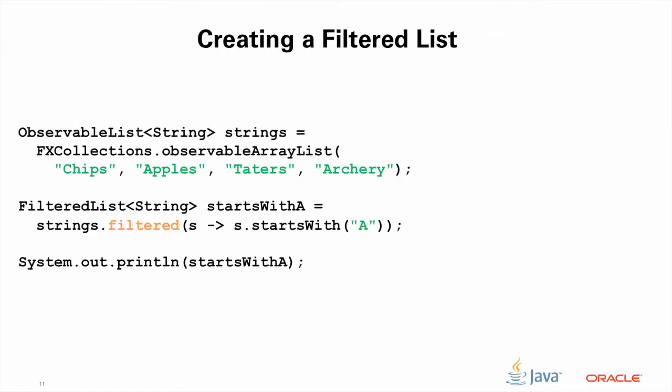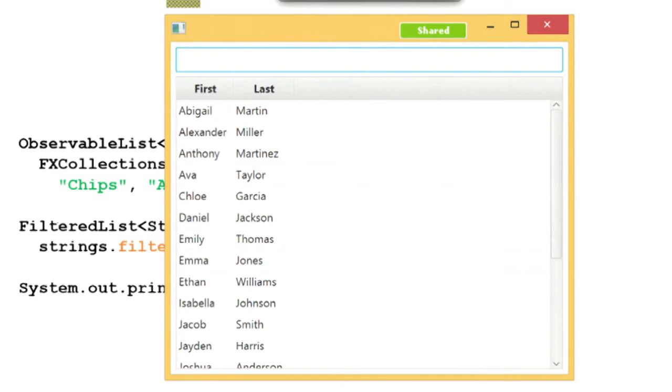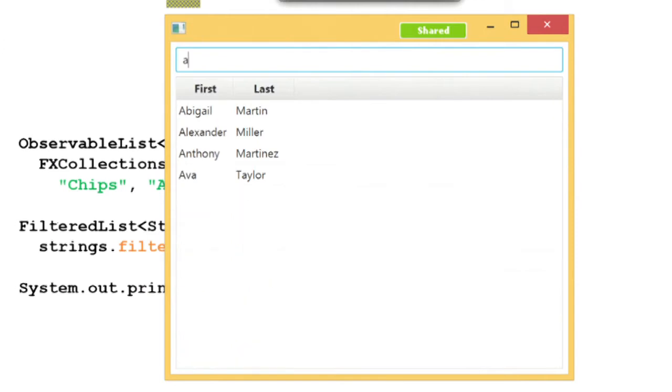So, for example, we can create a filtered list. Here we've got an observable list. We're creating an observable array list with some items in it, and then we're using this filtered method that's been added to an observable list as a default method. Then we're passing in a lambda. This lambda expression uses a thin arrow. Here is where we're passing in the argument, and here's the function part of the lambda. To demonstrate what's going on there, as I'm typing, it dynamically filters the list.